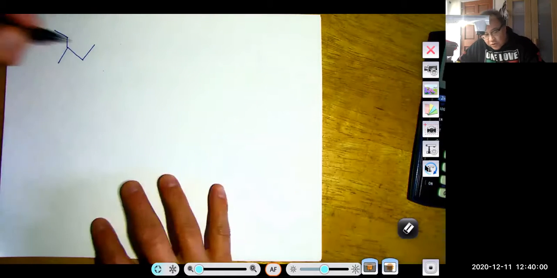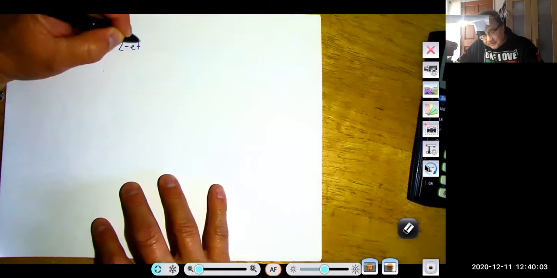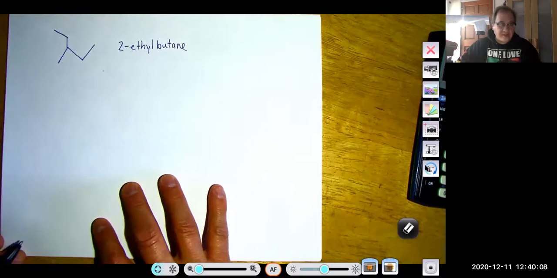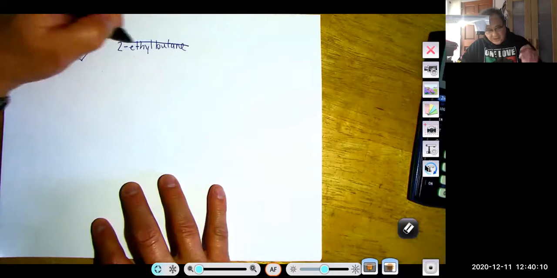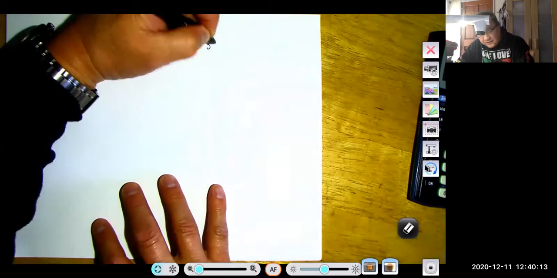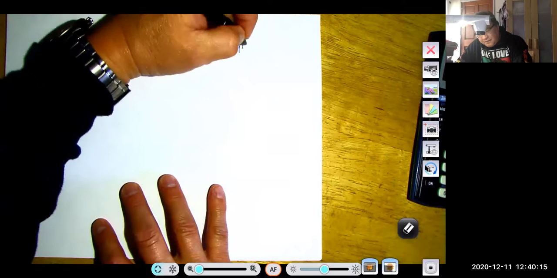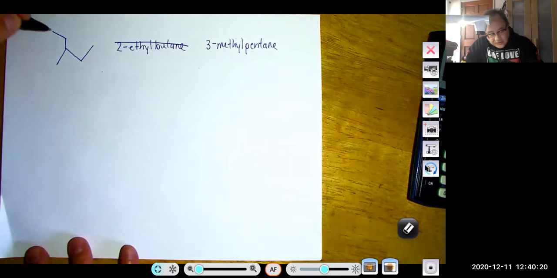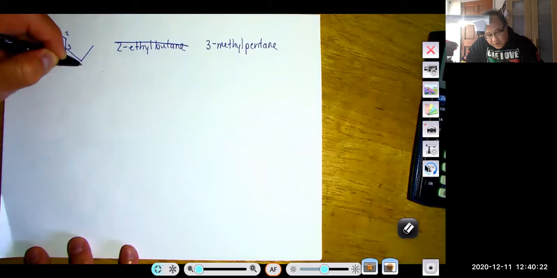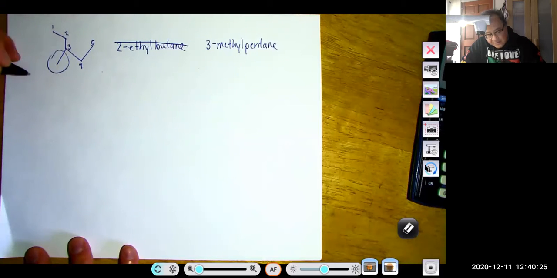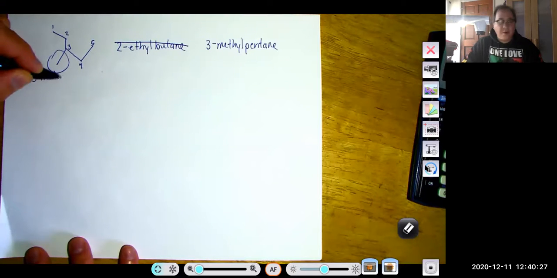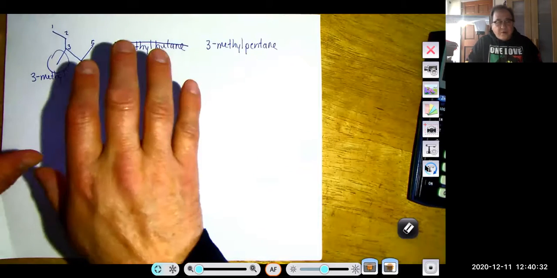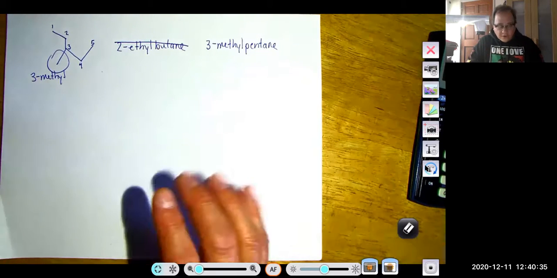Okay, if you wrote 2-ethyl butane, it's wrong. If you wrote 3-methyl pentane, it's correct. 1, 2, 3, 4, 5. That makes that a 3-methyl. So I'm hoping that I didn't fool you. Okay, so there aren't any other ways to make an isomer with 4 as the parent.